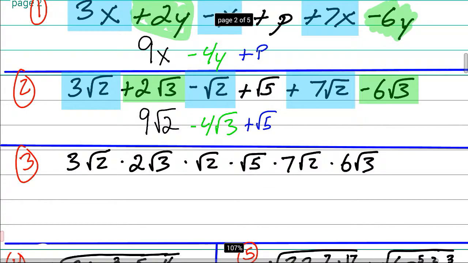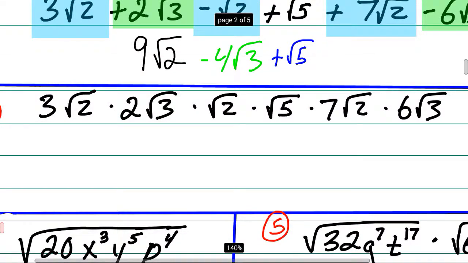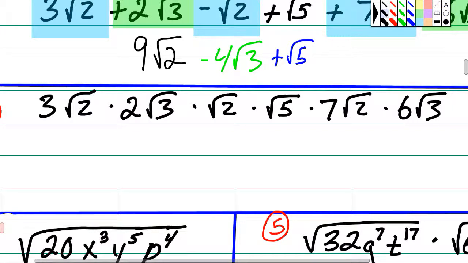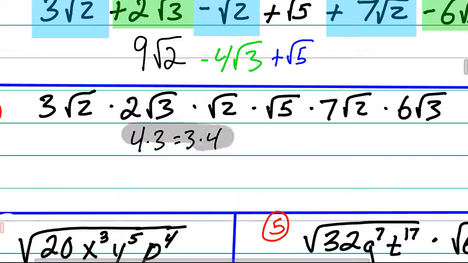Alright. Now multiplication. Well, if you know how to multiply numbers, you know how to do this. Okay, there's just a very simple operation here. Now, remember when you're multiplying numbers together, let me ask you this. Is 4 times 3 the same thing as 3 times 4? Well, the answer is yes, because when you're multiplying numbers together, it doesn't matter which order you put them in. Okay, that's the commutative property of multiplication.